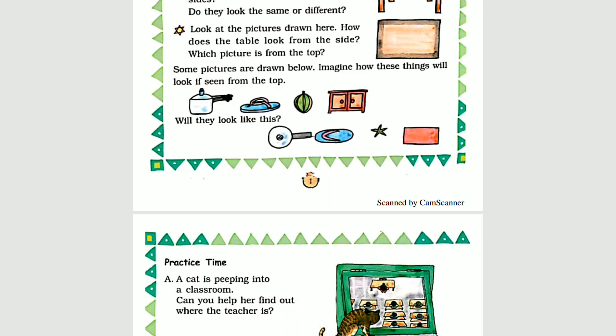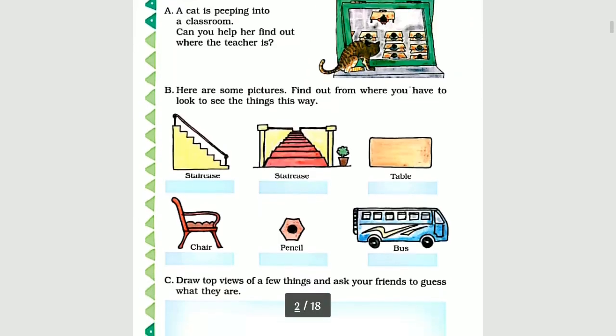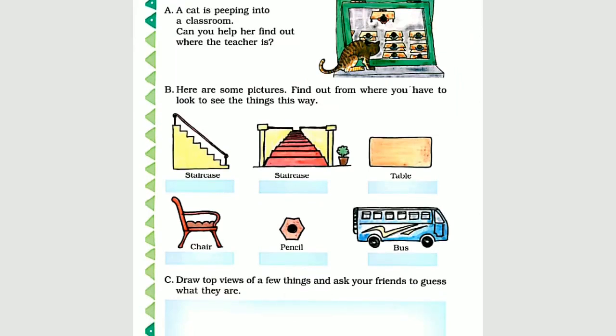Okay. Practice time. A cat is peeping into a classroom. Can you help her find out where the teacher is? So the teacher is standing in front of a student. So you can easily find out where the teacher is. Right?